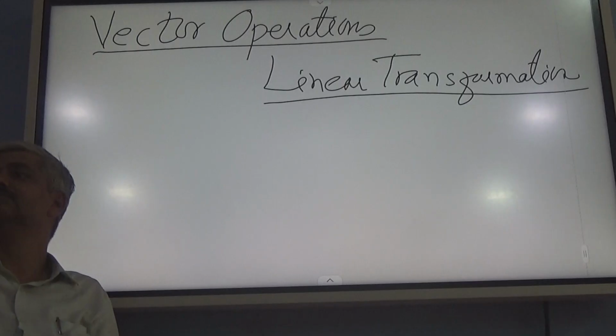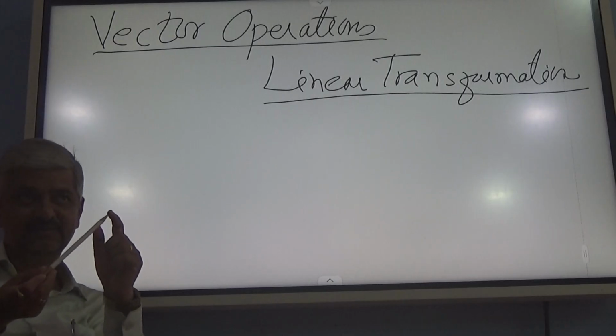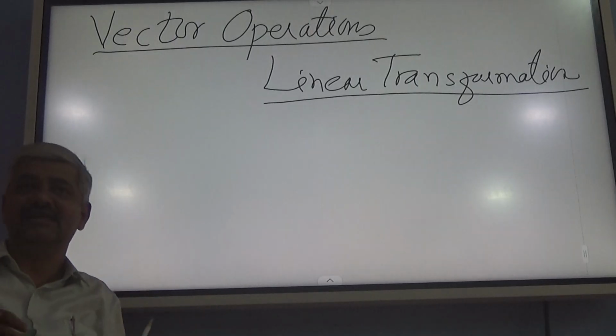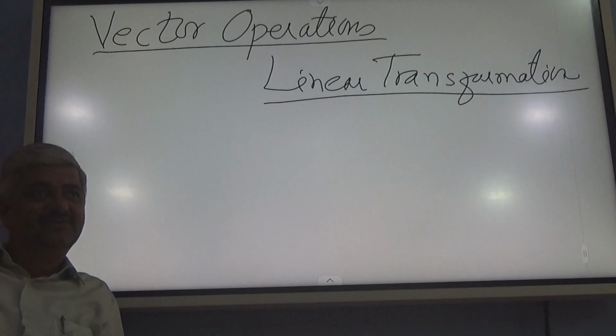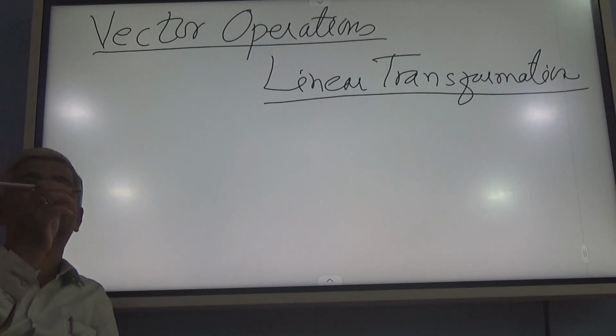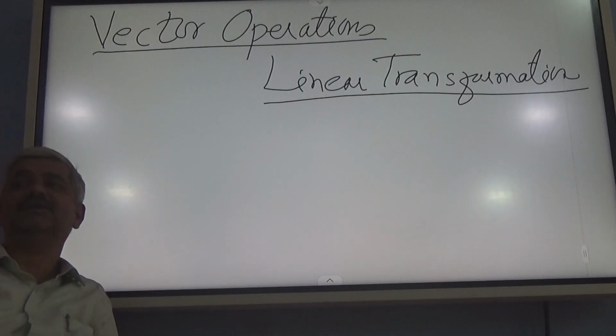Anyone? Scaling. So if this is the vector, making it this much is called scaling. So what happens in scaling? Magnitude increases, direction remains the same. What is rotation? The direction changes and the magnitude remains. And translation?